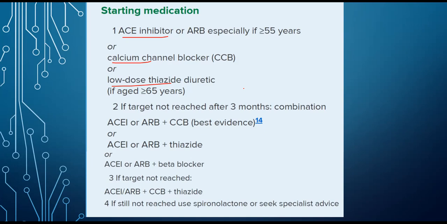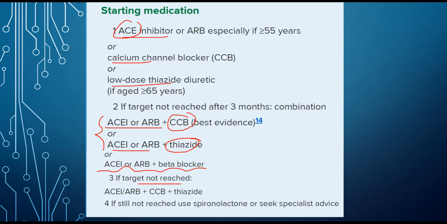Now, how to follow up? Let's say you started a medication, then you will review the patient after 3 months. But if the patient's blood pressure is still high, then you can combine another medication. Like if you started with ACE inhibitor, you can combine calcium channel blocker with ACE inhibitor, or you can combine thiazide diuretics with ACE inhibitor. These are mainly the two which are better. ACE inhibitor with beta blocker, not much, but if you don't have any option, then you can do it.